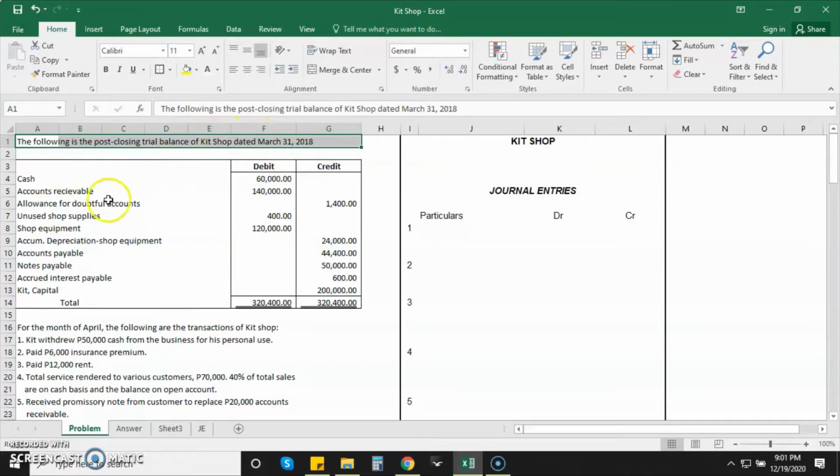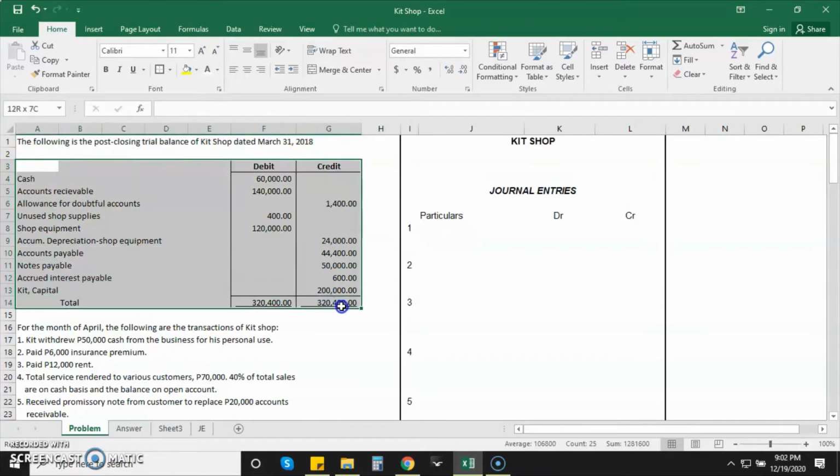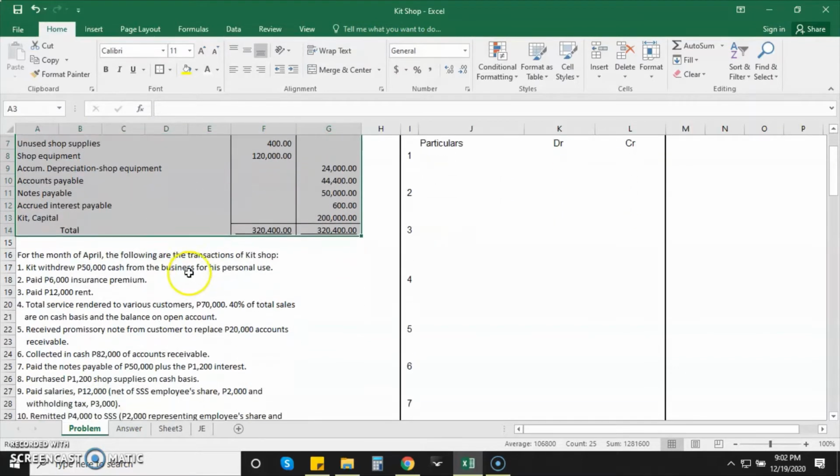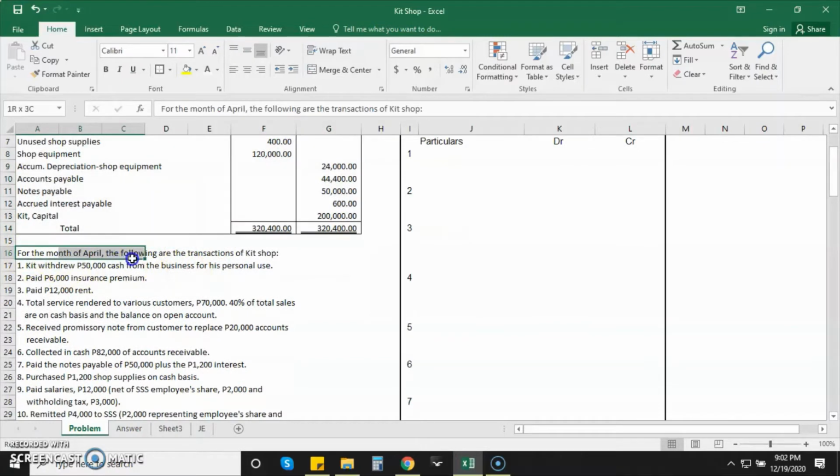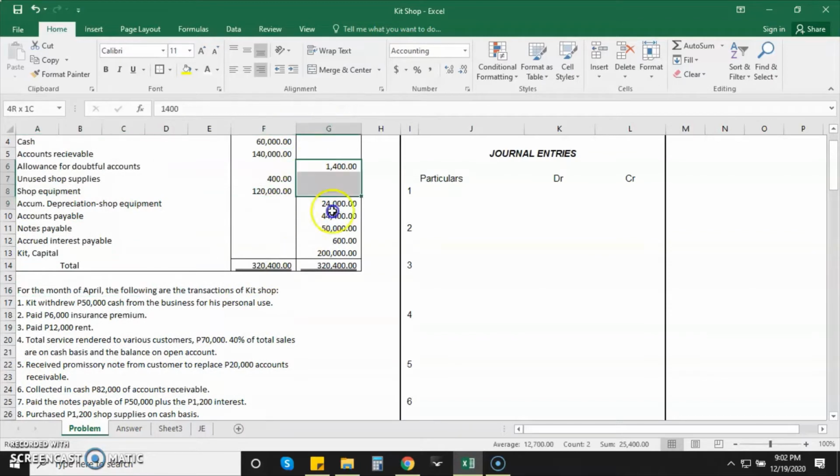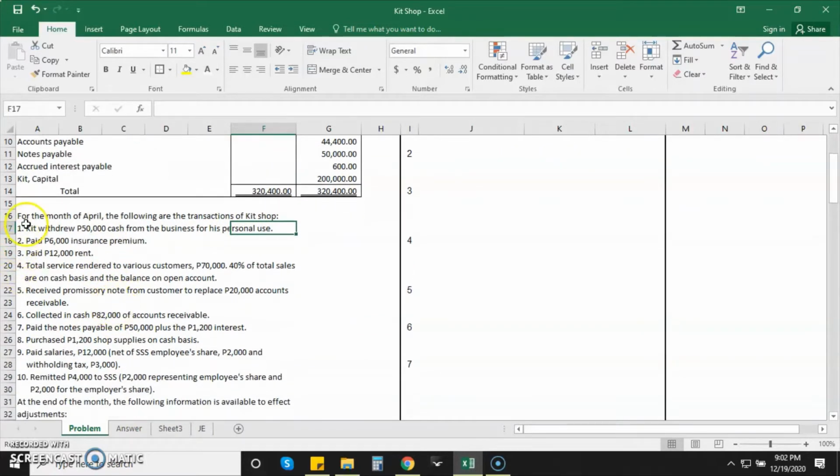So in this lesson, we are going to include the balances of March 2018. We are now going to journalize the April transactions. What is the connection of the previous transaction to this one? We will learn that later. So let's start with the first transaction.